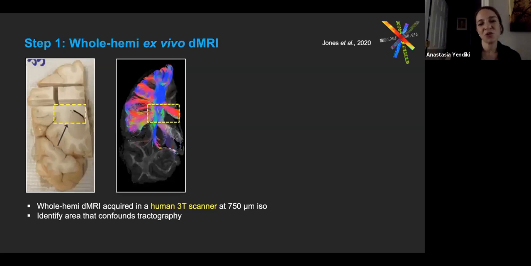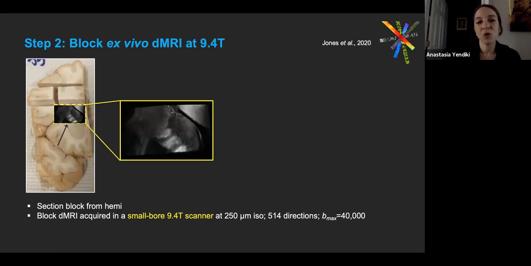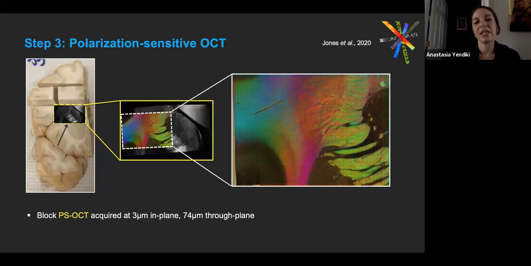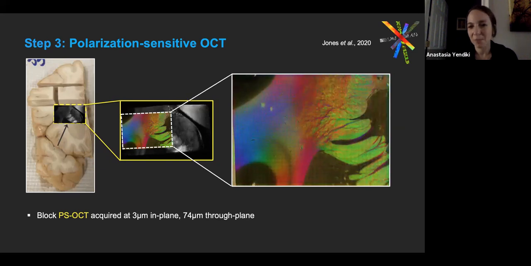So what we do is we first do a whole brain or whole hemisphere scan in a human scanner at low resolution. This allows us to identify the tricky areas where there are a lot of complicated fiber configurations. Then we physically section those areas out of the hemisphere. We perform a high resolution scan at 250 micron resolution in a small bore scanner, a 9.4 Tesla scanner. And then we perform the optical imaging in these smaller samples.